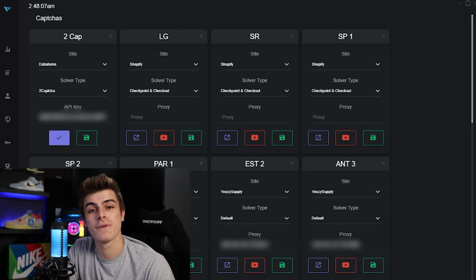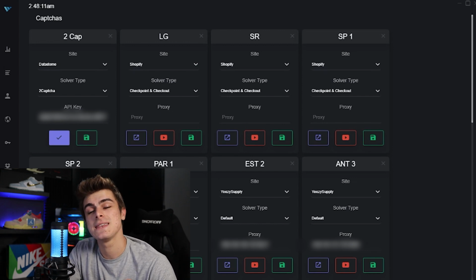Major disclaimer for both the Gmails and the proxies, just because I'm having success with them guys does not in any way guarantee that you're going to have the same success.